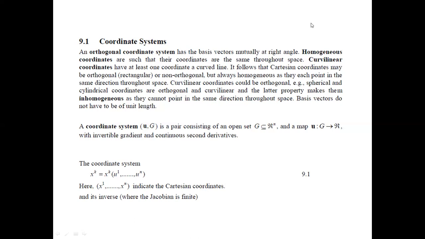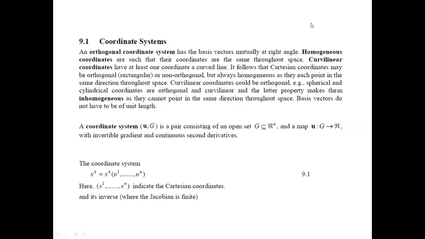Homogeneous coordinates are such that their coordinates are the same throughout space. The Cartesian coordinates come to mind. Curvilinear coordinates have at least one coordinate a curved line. It follows that Cartesian coordinates may be orthogonal, rectangular, or non-orthogonal, but always homogeneous as each point in the same direction throughout space. Curvilinear coordinates could be orthogonal, for example, spherical and cylindrical coordinates are orthogonal and curvilinear. And the latter property makes them inhomogeneous as they cannot point in the same direction throughout space. Basis vectors do not have to be of unit length, as you must have observed.